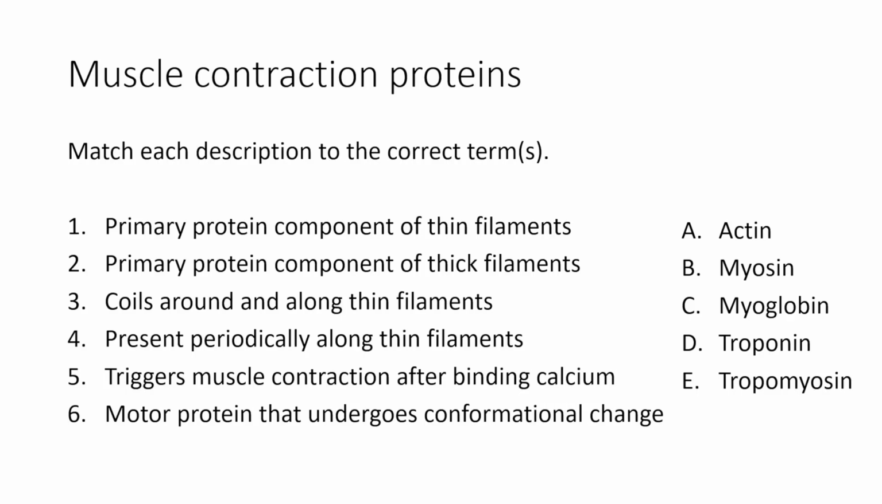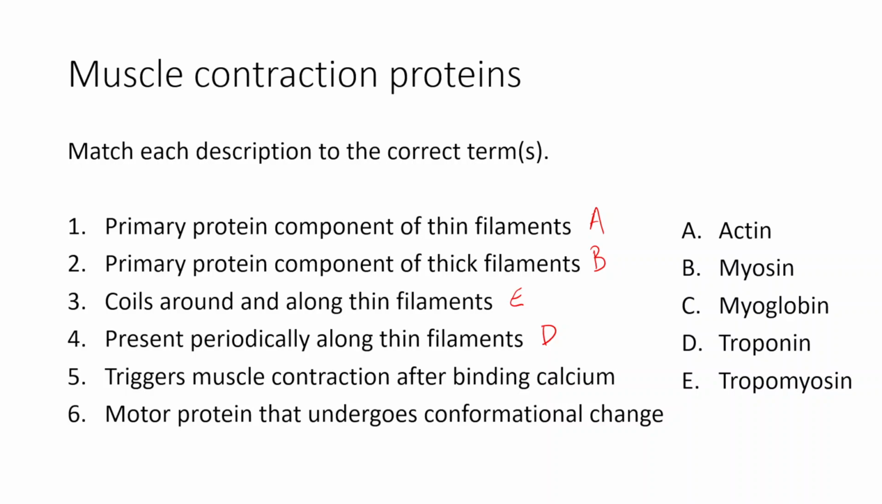All right, it looks like most people are done thinking about this one. So let's start with number 1 again. So what is the primary protein component of thin filaments? Yeah, actin, exactly. What about thick filaments? Yeah, myosin, yep. And what is the protein that coils around and along the thin filaments? Yeah, tropomyosin, exactly. And what protein is present periodically along the thin filaments? Yeah, troponin.